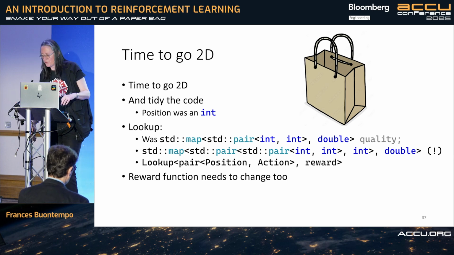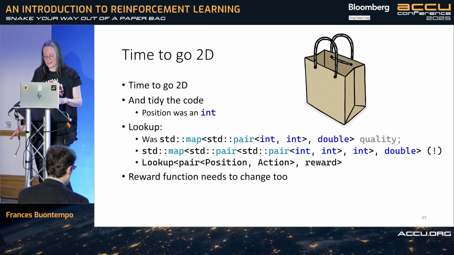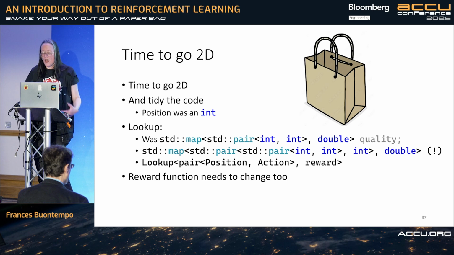Maybe I can make a reward type. I think I've left it at doubles in the code. But let's have some proper types here. Let's have a position and an action. And the reward function needs to match the types as well. But we can do something pretty similar, almost identical to the last implementation. We're just changing the lookup to be in 2 dimensions. And the actions, instead of just left, right, can now go up and down as well.